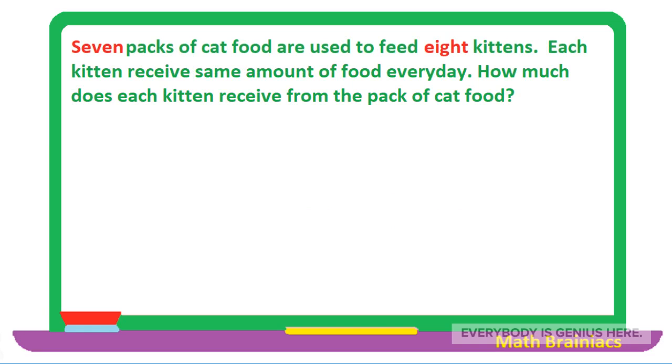Let us work on another example so that you can get the hang of it. 7 packs of cat food are used to feed 8 kittens. Each kitten receives the same amount of food every day. How much does each kitten receive from the pack of cat food?